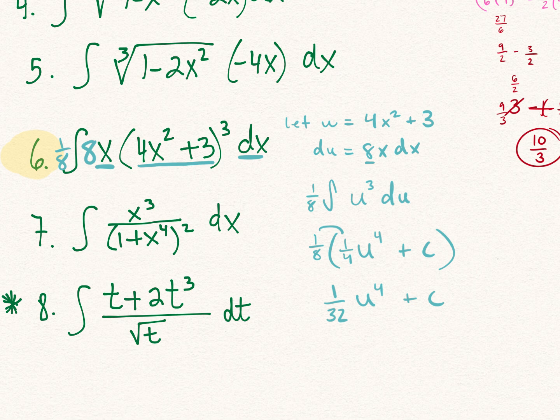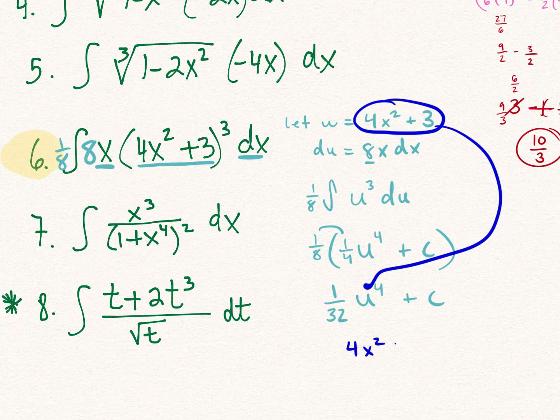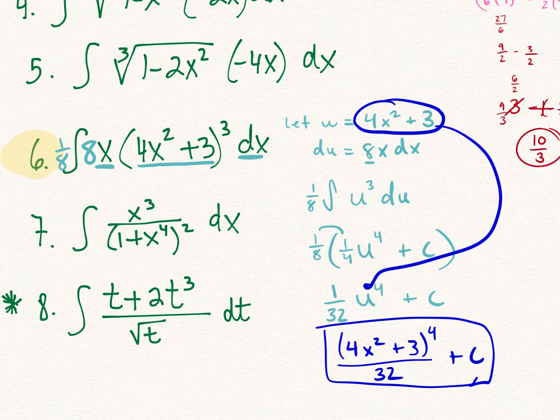What else do I have to do? Could I leave my answer like this? No. We have to plug back in our x's. So we got to plug 4x squared plus 3 back into u. So I have 4x squared plus 3 to the 4th power. You could either say times 1 over 32 or just over 32. Either way works. So that would be our answer.